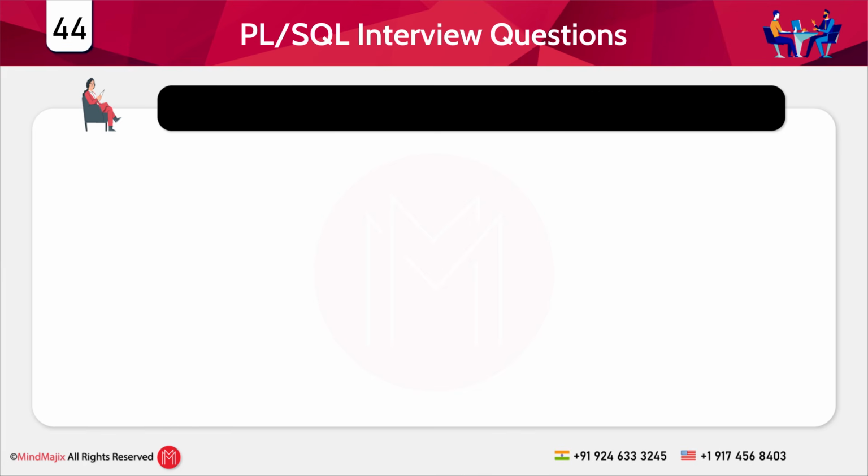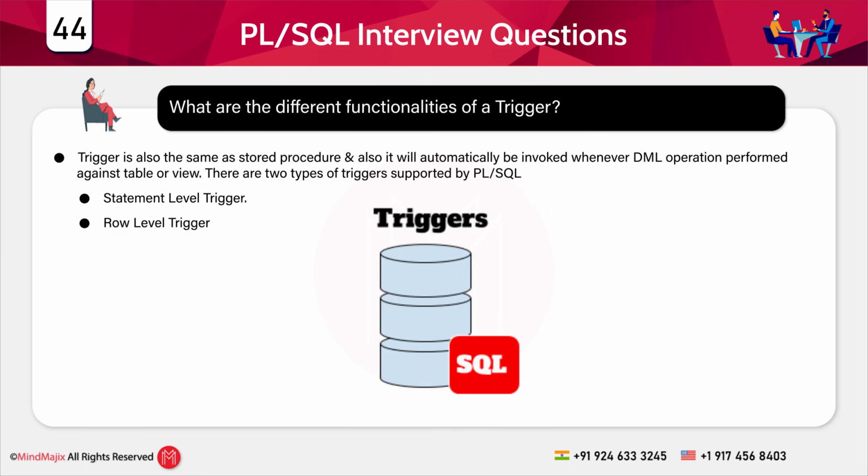Now let's move ahead with the next question. The next question says, what are the different functionalities of a trigger? A trigger is also the same as a stored procedure, and it will automatically be invoked whenever any DML operation is performed against a table or a view.